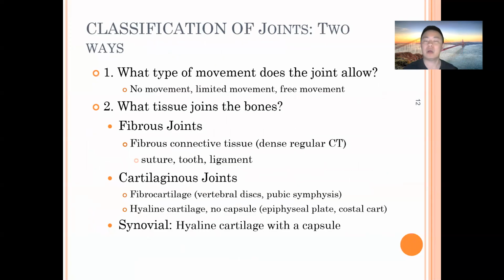Now, let's move on to joints, okay, which is arthrology, right? Now, there are two ways that we can classify joints. We can classify them based upon the type of movement it allows. So there is no movement, limited movement, and free movement. Okay, what is the name of the joint when it doesn't have any movement? You should better say synarthrotic.